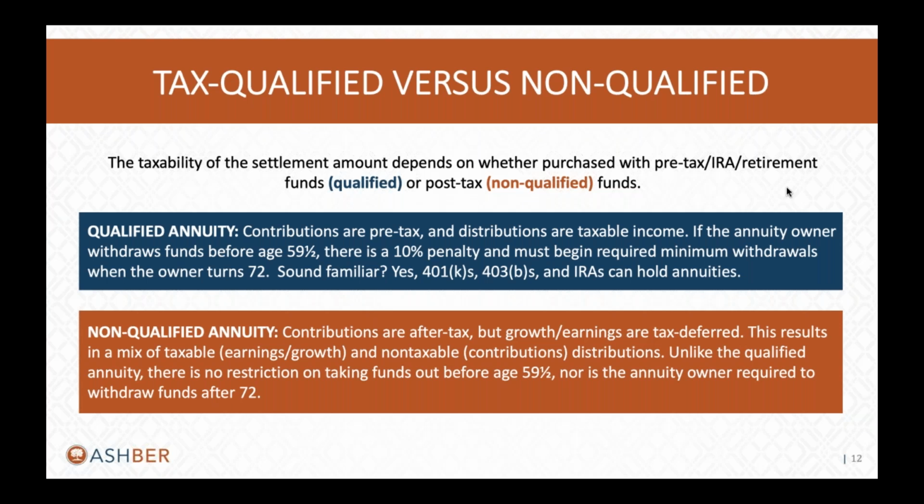There's no requirement on a non-qualified annuity to start taking distributions at age 72 like there would be with a qualified annuity, and there's not any early withdrawal penalties if the withdrawal is done before 59 and a half like you would have with a qualified annuity contract.